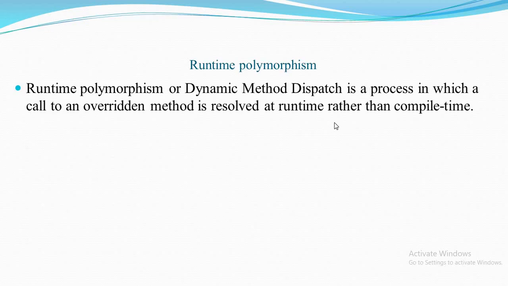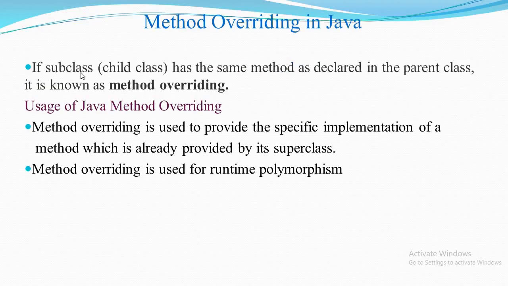Then runtime polymorphism. Runtime polymorphism, or dynamic method dispatch, is a process in which a call to an overridden method is resolved at runtime rather than at compile time. We are going to declare the same function name in the base class and derived classes. So it can be resolved in runtime polymorphism. If a subclass has the same method as declared in the parent class, it is known as method overriding. Usage of method overriding: method overriding is used to provide a specific implementation of a method which is already provided by its superclass. Method overriding is used for runtime polymorphism.